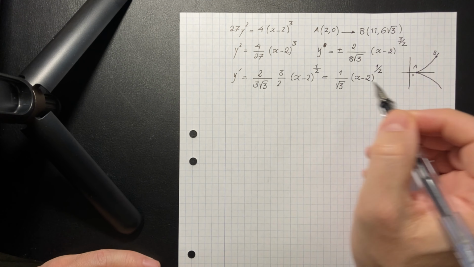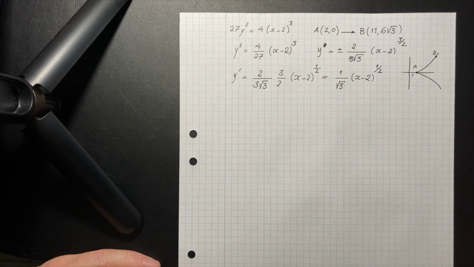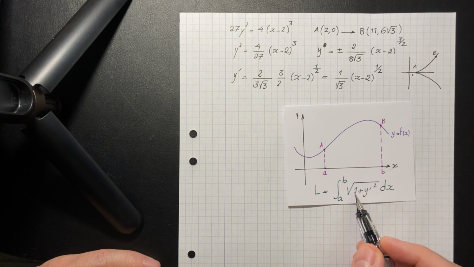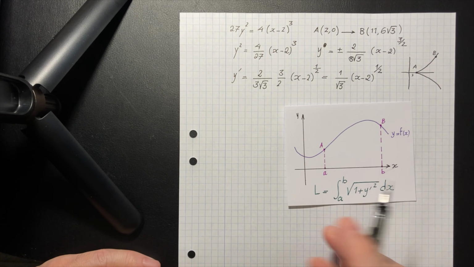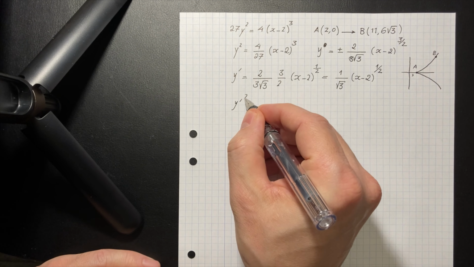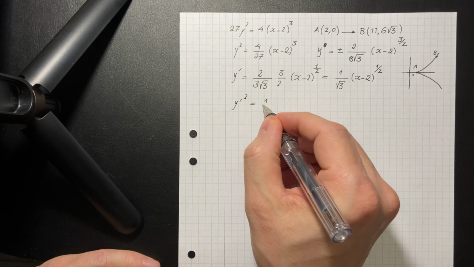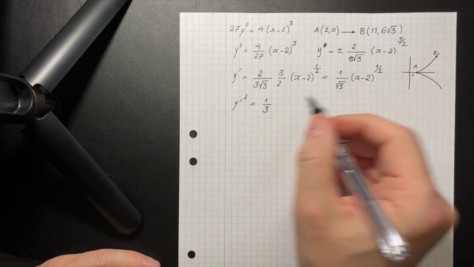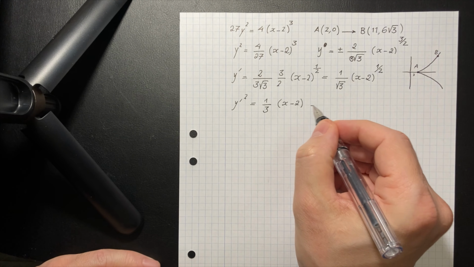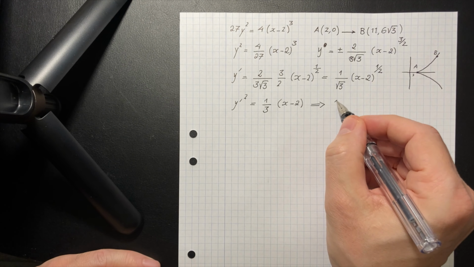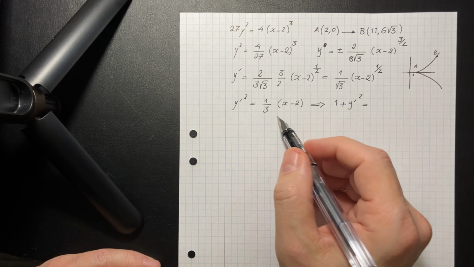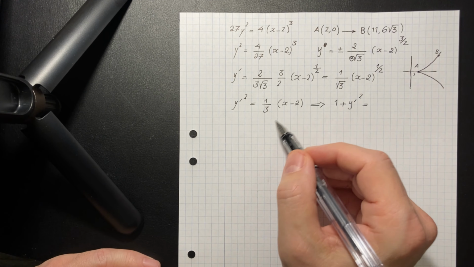Okay, then what I need to calculate, if you remember, is y prime squared plus 1 and then take the square root sign. So I take y prime and square it. The right hand side becomes simply 1 over 3, and this one to the power 2 simply becomes x minus 2. And then I add 1 to both sides, so 1 plus y prime squared is equal to, I multiply this in and then add 1 to it.